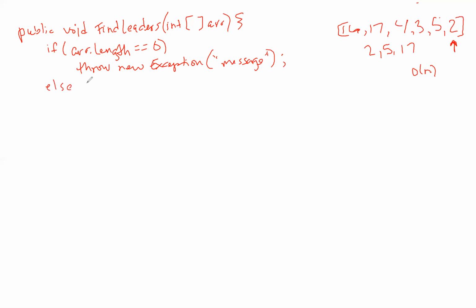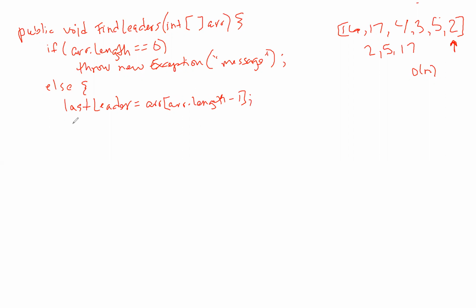Else we'll go into our program and we're going to need to store the last leader that we saw so that we can compare it to any new potential leaders. So we've got lastLeader. We can just set it to the last element of the array, array.length minus 1.